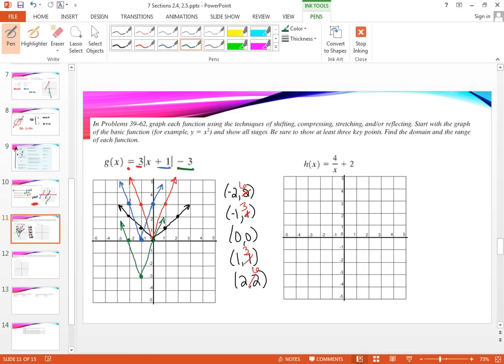Okay, so notice how in the directions start with the graph of the basic function and show all stages. Well, that's pretty much what we did. We started with the black graph. We stretched it vertically. We moved it to the left 1. We moved it down 3. Okay, how about h of x? Want to try that one?